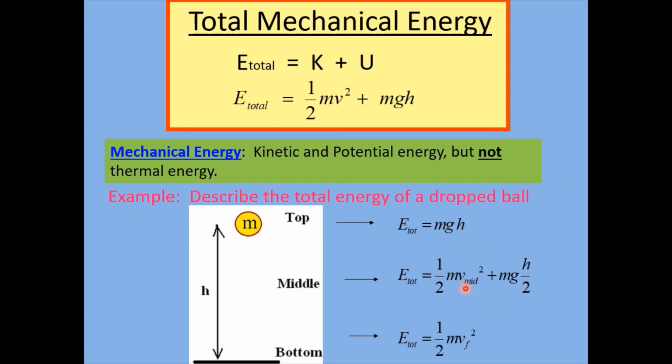And also its velocity here, I called it v sub mid, meaning that whatever the value of speed is right here, that would be the velocity we would plug in here. Now, when the ball gets to the bottom, it doesn't have any potential energy because it doesn't have any height. So all of its energy is now kinetic energy. So its total energy would be given by 1/2 m v final squared, where v final is the speed of the ball right as it hits the ground.